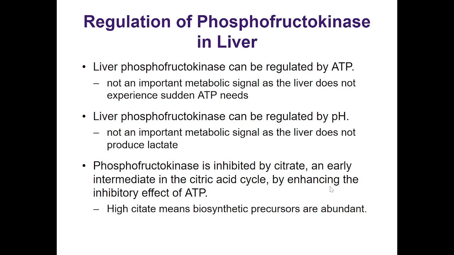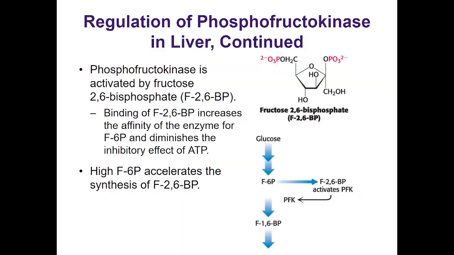The phosphofructokinase is going to be inhibited by citrate. This is an early intermediate in your citric acid cycle, enhancing the inhibitory effect of ATP. The high citrate actually means the biosynthetic precursors are very abundant. And so this is a fairly useful indicator for your liver, because your liver actually does quite a bit of biosynthesis.